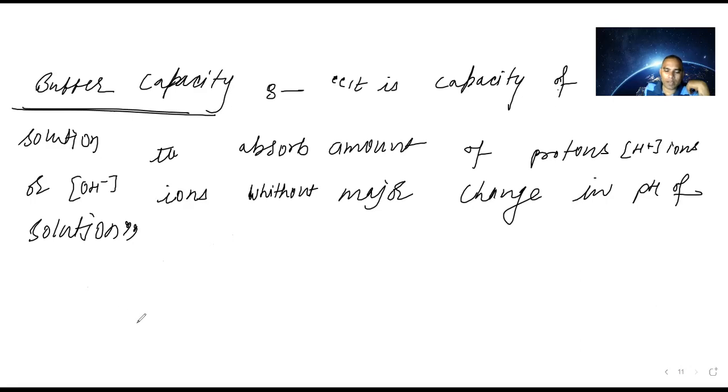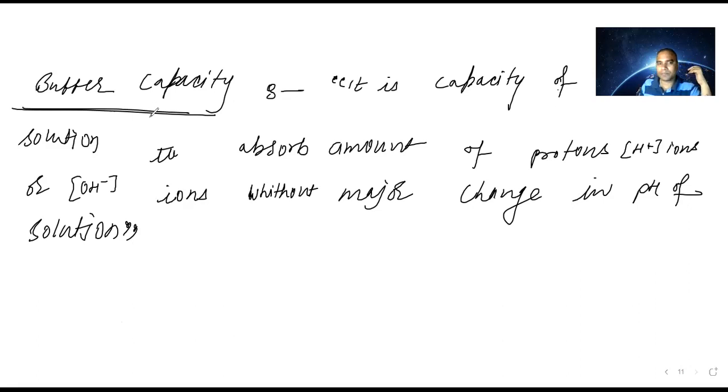All right, yeah, I got it. So it's basically how much the buffer can actually resist the pH change even though we are adding H plus ion or OH minus ion. If someone is adding H plus ion, how much is it going to resist the change in pH even though absorbing H plus ion? Or if you are adding base, how much is it going to resist? So without major change in the pH, that is what they are talking about.